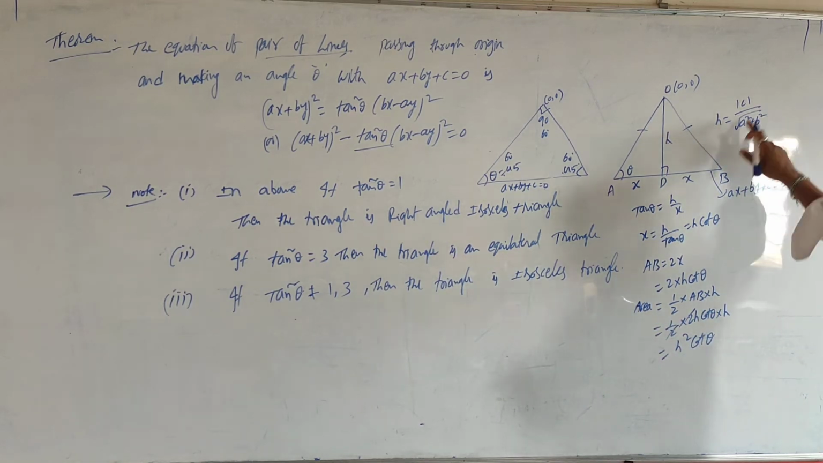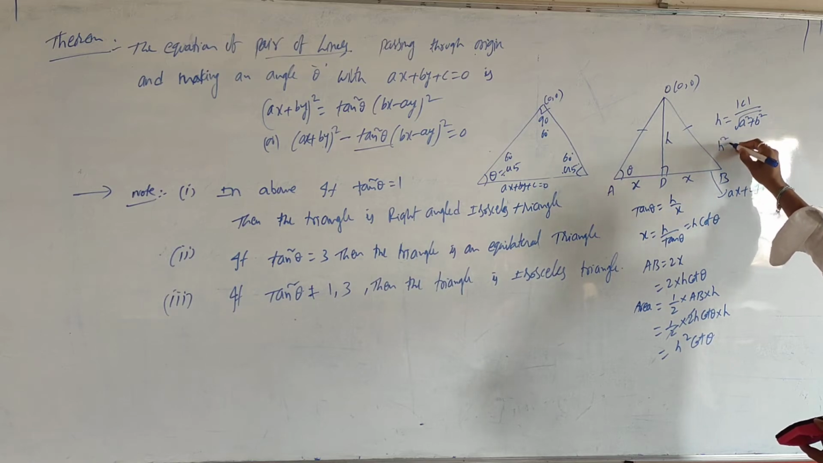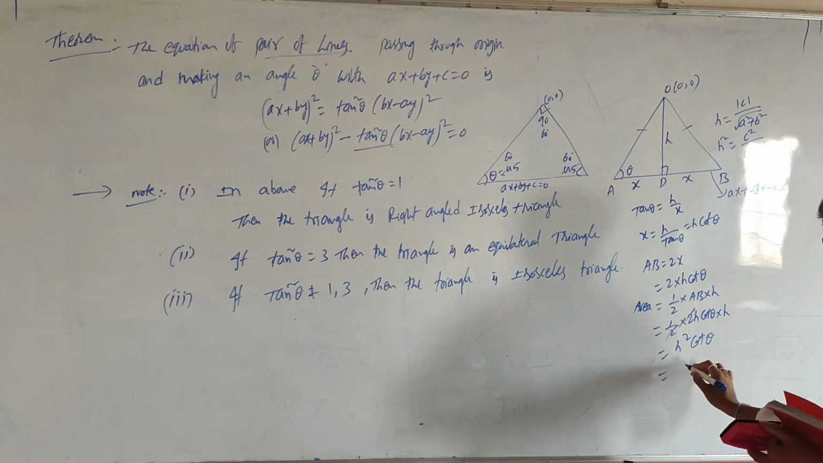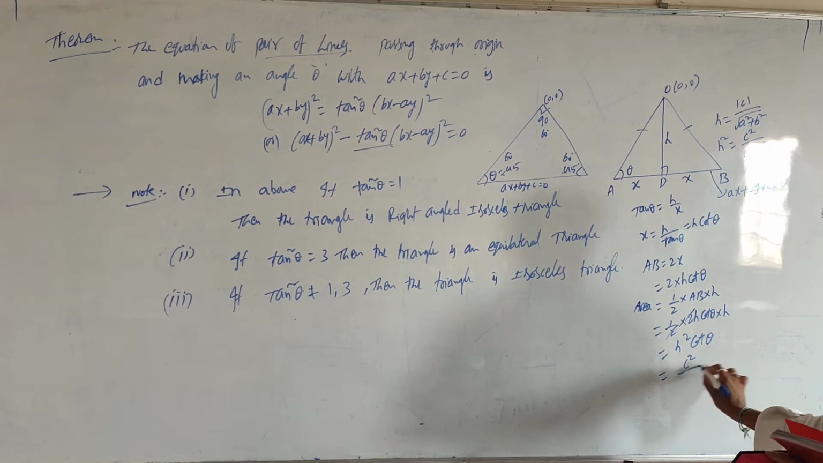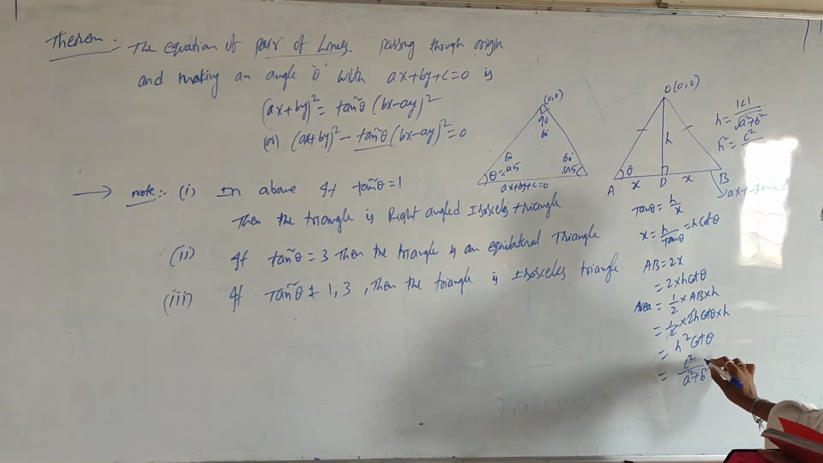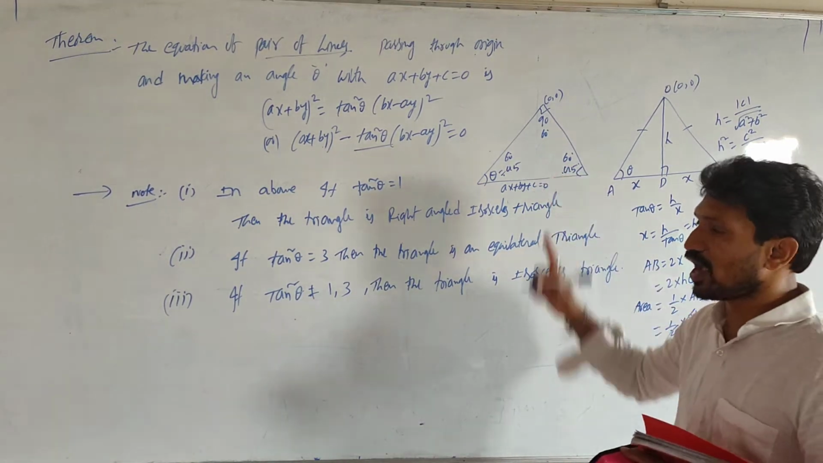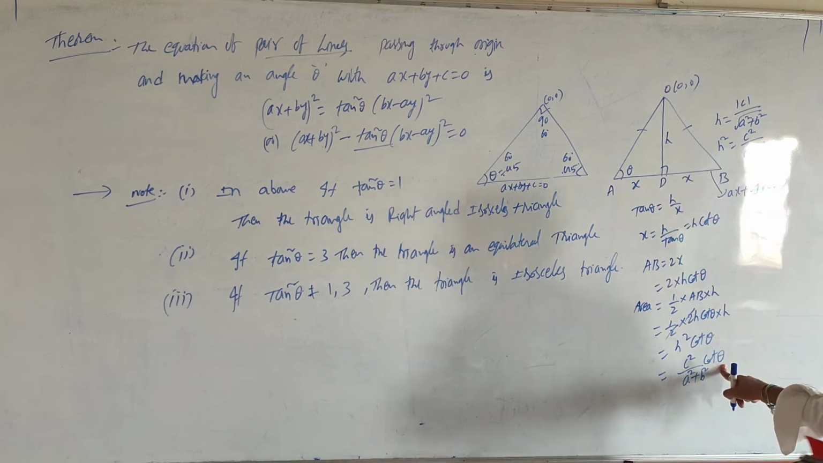h is equal to |c| by root over a square plus b square. h square is equal to c square by a square plus b square. So this is nothing but, how can I write? h square is nothing but c square by a square plus b square into cot theta. Okay, this is the area of this triangle, if you know that theta.